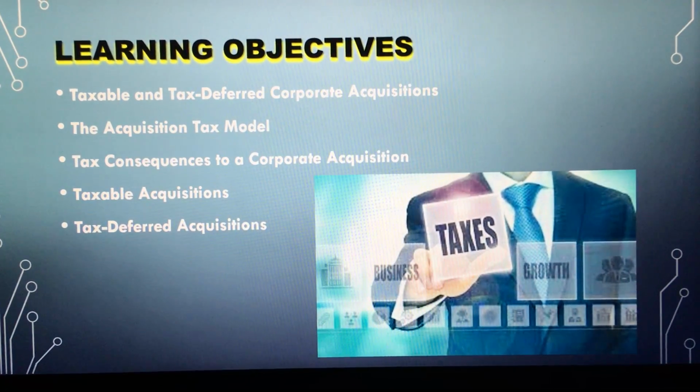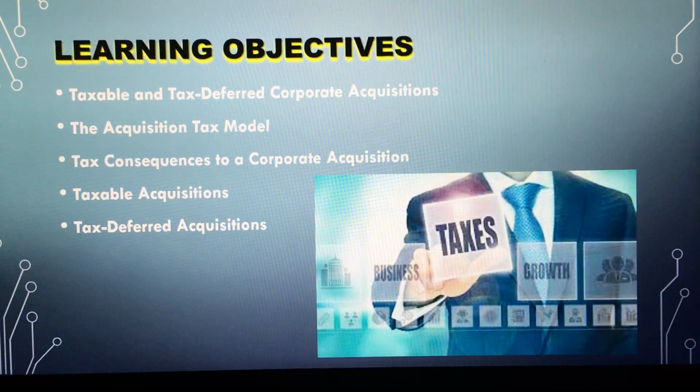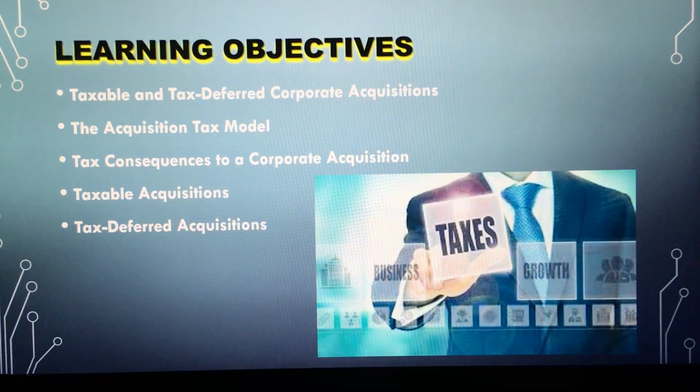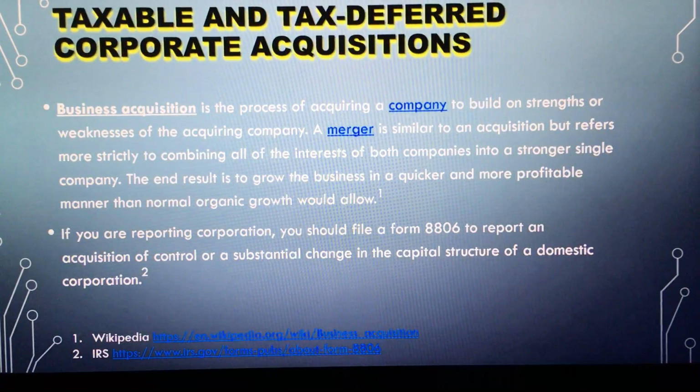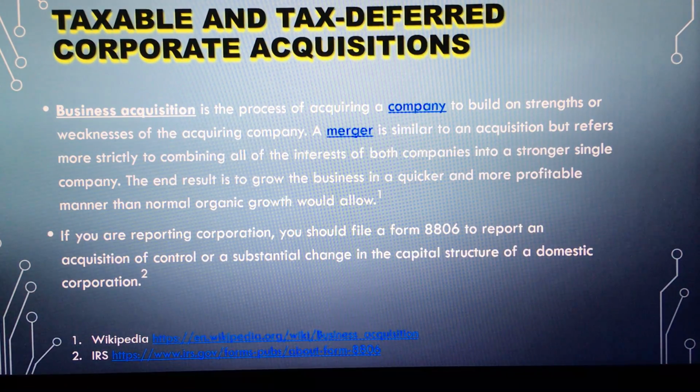So, learning objectives: taxable and tax-deferred corporate acquisition, the acquisition tax model, tax consequences to a corporate acquisition. Let's talk about taxable and tax-deferred corporation acquisitions.